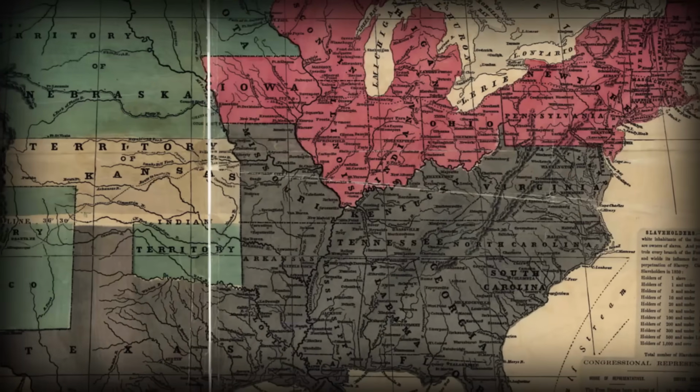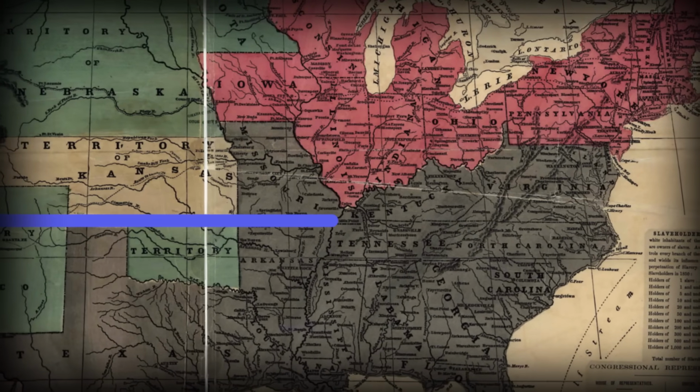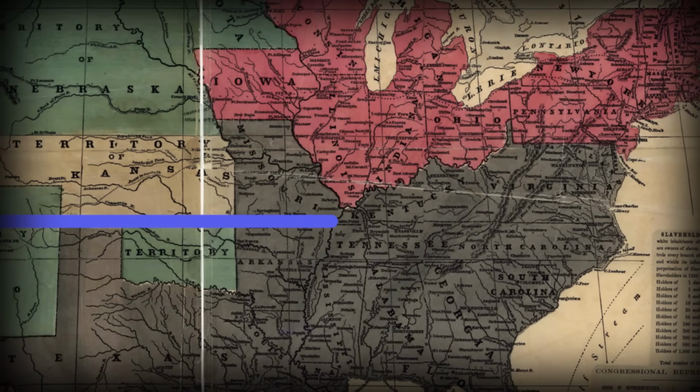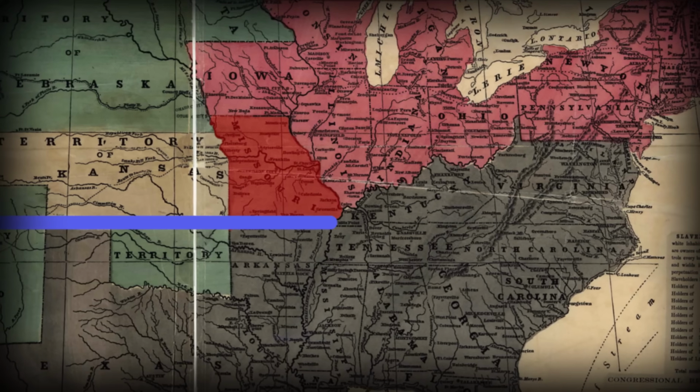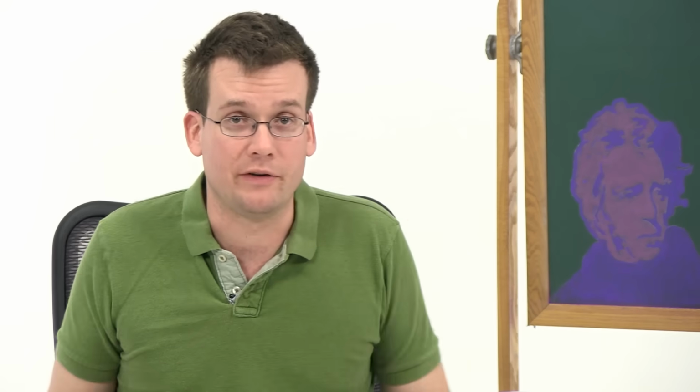But the Missouri Compromise also said that no state admitted above the 36°30′ line of latitude would be allowed to have slaves, except, of course, for Missouri itself, which, as you can see, is well above the line. Anyway, this solution to westward expansion worked out magnificently, provided that you enjoy civil wars.